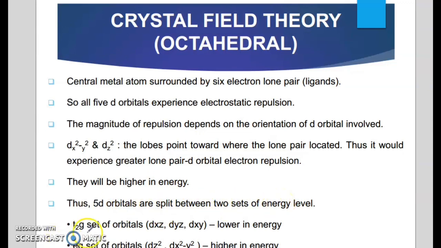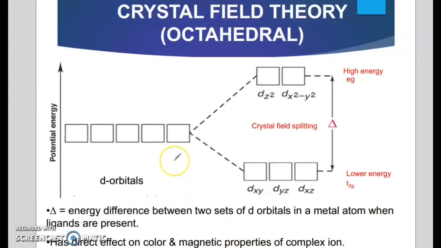So the t2g set of orbitals lower in energy and eg set of orbitals higher in energy. So this is the splitting energy. You have the potential energy for the d orbitals, and this is the crystal field splitting. So this is the eg and this one t2g. So you just remember eg 1, 2, so 1, 2 here. t2g have 3, so 1, 2, 3. So this is the lower energy and this is the higher energy.